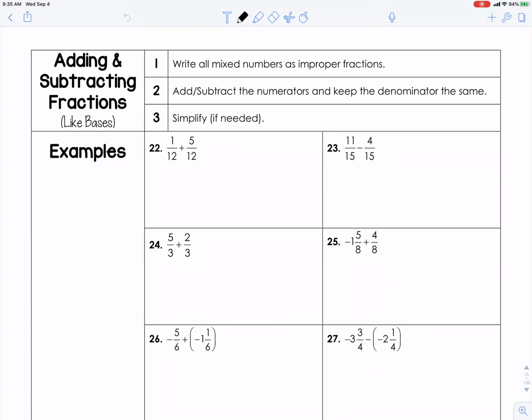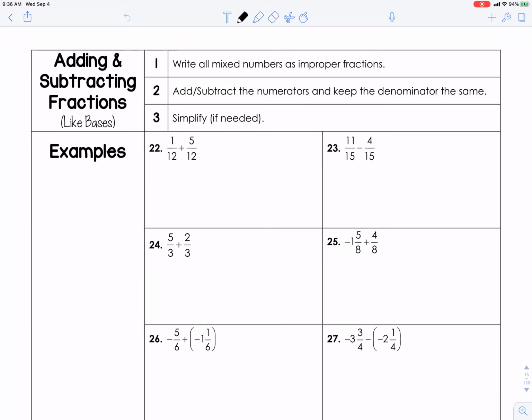Okay, welcome to day 2 of fractions. Today we're going to go into adding and subtracting fractions with like bases. It's a little bit different when the denominators are different, but today we're dealing with the easy stuff of adding and subtracting fractions with common denominators.